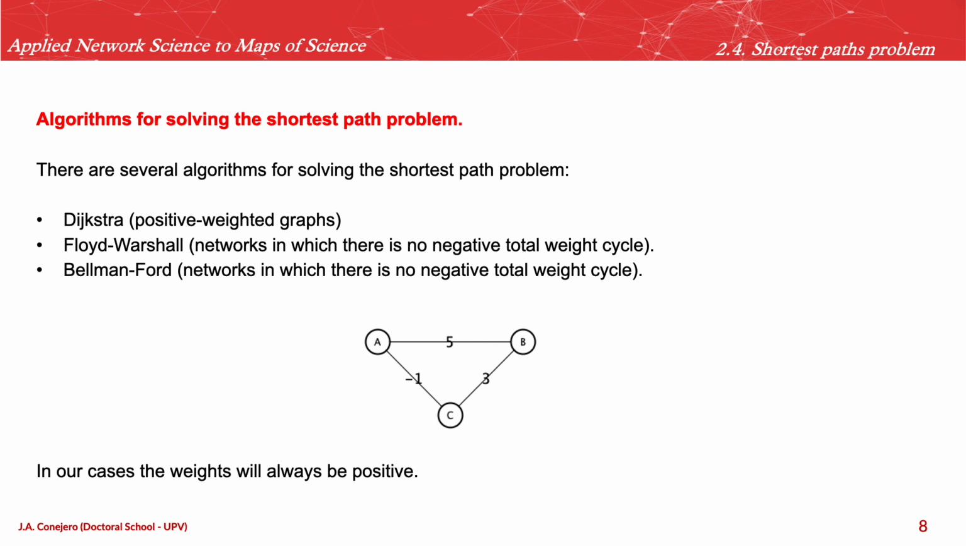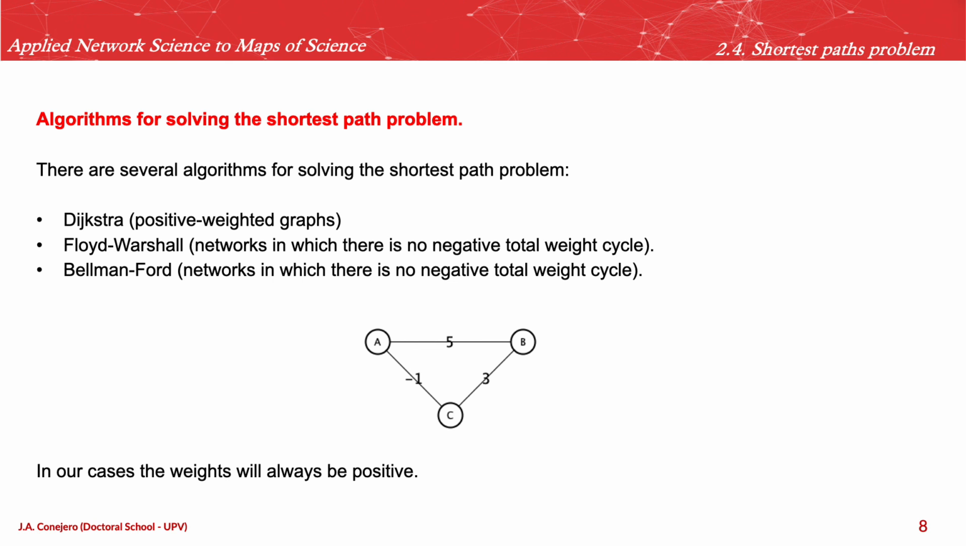And just as we mentioned in the beginning, there are several algorithms such as Dijkstra, Floyd-Warshall, and Bellman-Ford, and there are some differences between them. Dijkstra can be applied only if we have positive weights in all the edges, right? In the case of Floyd-Warshall and Bellman-Ford, we can apply them even if there is some negative weight at some edge, but we cannot have a cycle with total negative weight.